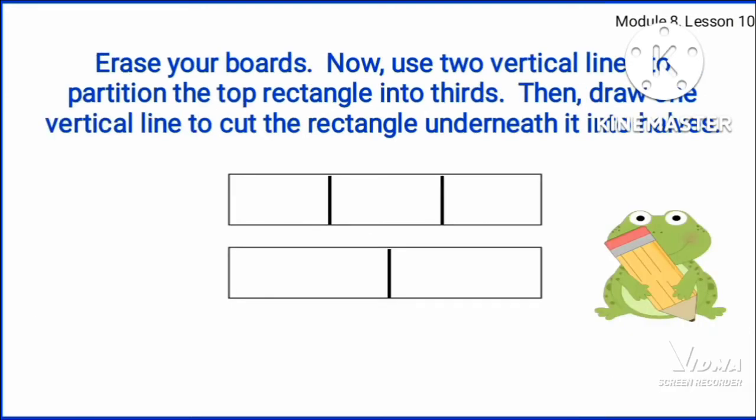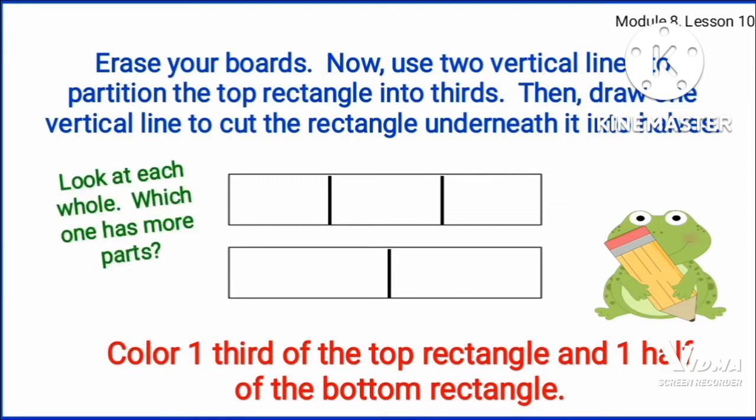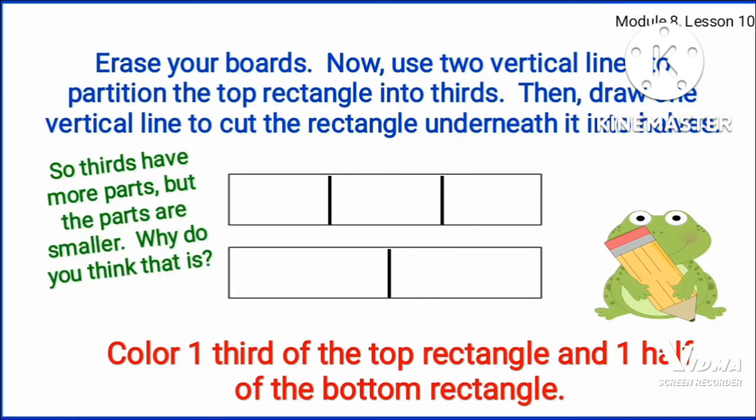Now erase your work. Now use 2 vertical lines to partition the top rectangle into thirds. Then draw 1 vertical line to cut the rectangle underneath it into halves, just as I've done on my own. Color 1/3 of the top rectangle and 1/2 of the bottom rectangle. Look at each whole. Which one has more parts? The first one, isn't it? So thirds have more parts, but the parts are smaller. Don't you agree? It's true.